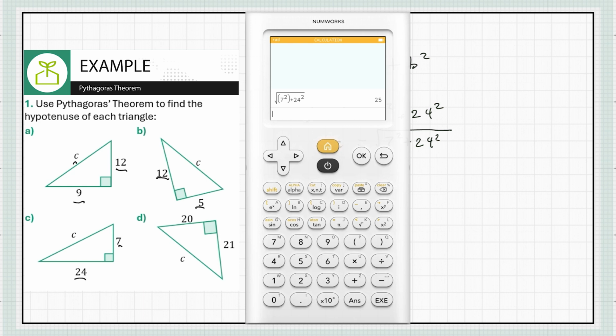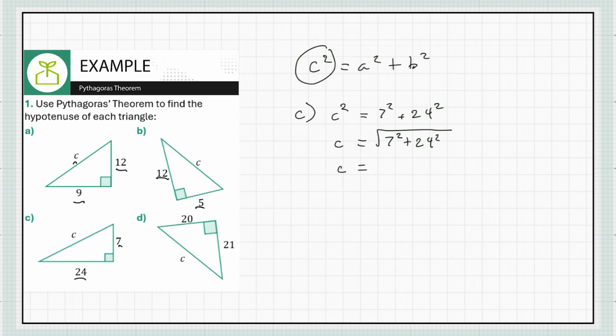Now, depending on what calculator you have, you may need to do this in stages. So you might need to do 7 squared and then add 24 squared. And after you do that, take the square root of the answer you got, which is 625. And that will give you the answer 25. So c is equal to 25.